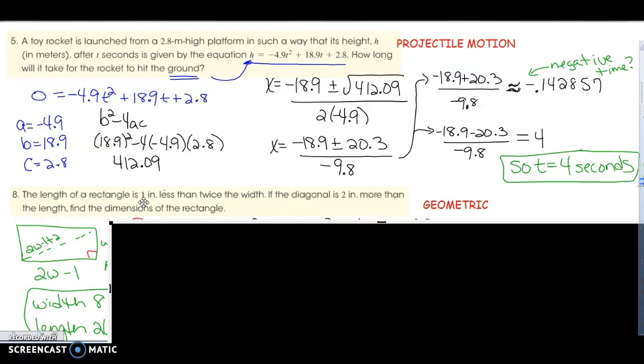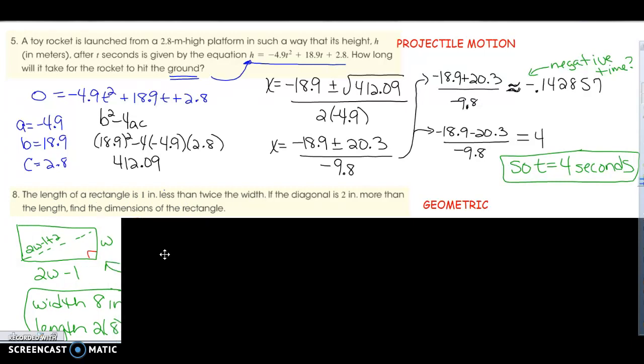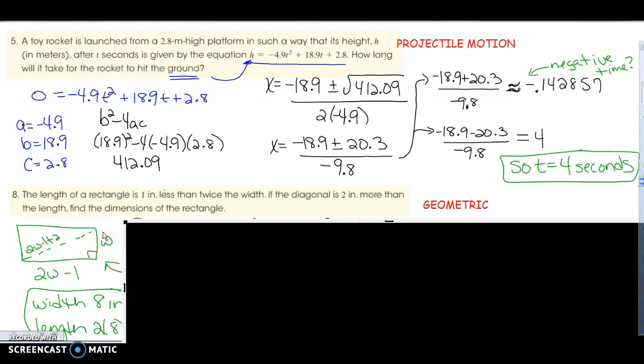It says the length is 1 inch less than twice the width. Now we don't know what either measurement is, but what we'll go ahead and do is start off by labeling the width W because they are describing the length in terms of it. Alright, so we'll label the width W. The length then, as it says, is 1 inch less, so subtraction, than twice the width. So 2W minus 1 for the length.